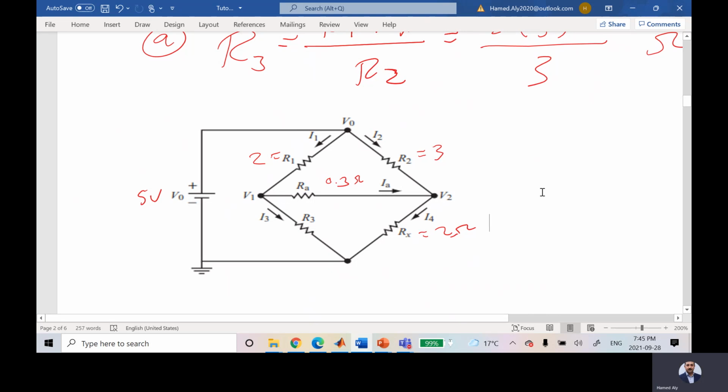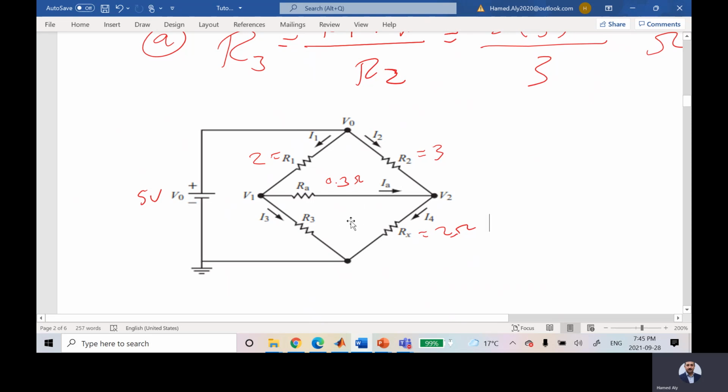Okay, Kirchhoff's voltage law and Kirchhoff's current law. If you try to use Kirchhoff's voltage law and Kirchhoff's current law, I have 1, 2, 3, 4 nodes, but probably I'll deal with 3 of them, and I'll see if I need the 4th one or not.